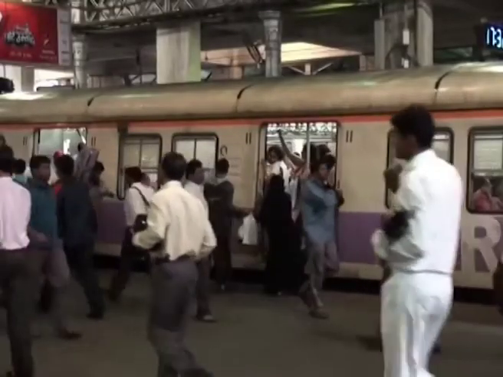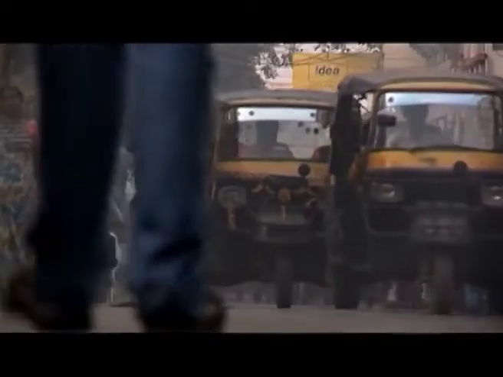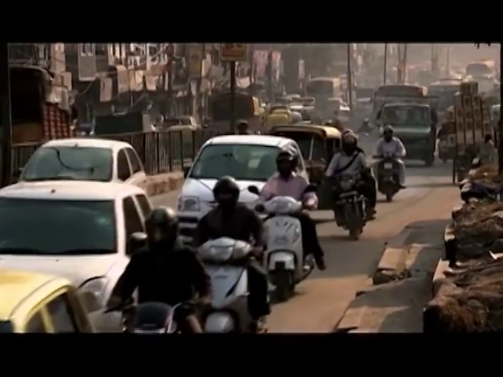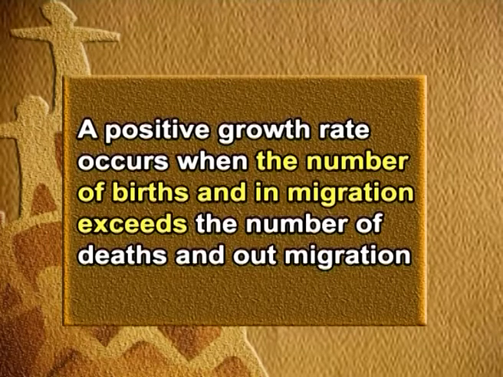The term migration refers to the movement of people from one area to the other or from one country to another. The rate of migration affects the growth of population of a region by increasing or decreasing the number of people living there. The growth rate of population may be positive or negative. A positive growth rate of population means an increase in the number of people living in a region, whereas negative growth rate means declining population. A positive growth rate occurs when the number of births and in-migration exceeds the number of deaths and out-migration. The negative growth rate means just the opposite of positive growth rate.